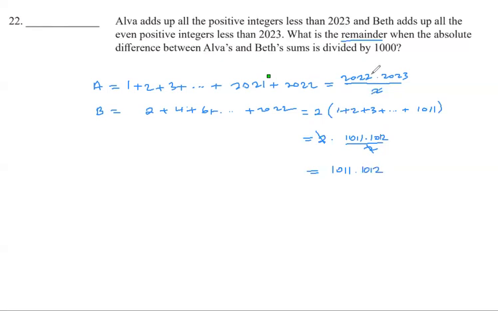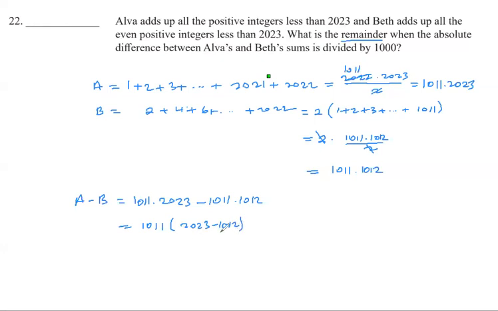And for the first one, if I divide by 2, you will get 1011 times 2023. What we want is the absolute difference, and since A is larger than B, I can just do it this way: 1011 times 2023 minus 1011 times 1012. Since we have 1011 in common, we can pull that out. So that will be 2023 minus 1012. If we subtract 1000 from 2000, that's just 1000 left. 23 minus 12 is 11. So that should be 1011 times 1011.